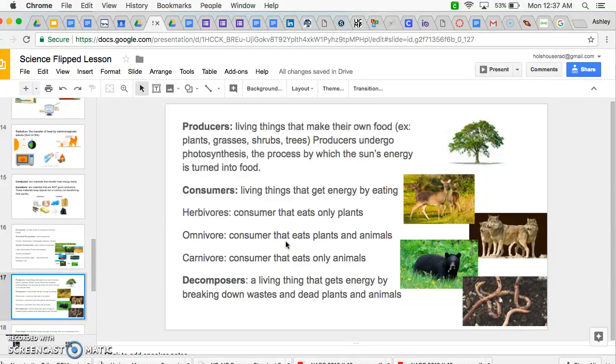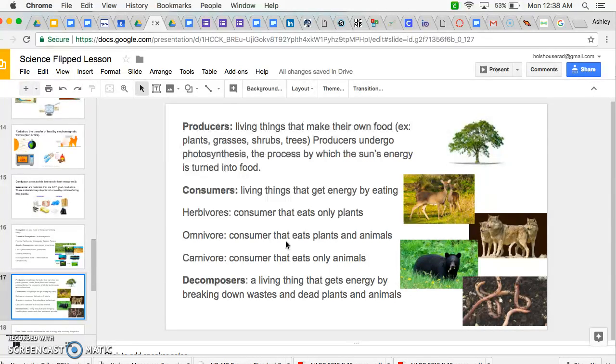So within each ecosystem, you have these roles. Producers are living things that make their own food. Examples are plants, grasses, shrubs, trees. Producers undergo photosynthesis, which is the process that plants use to take the sun's energy and turn it into food. They make their own food. One way I remember this is thinking of produce in the grocery store, like your fruits and vegetables. They are actual producers, and they produce their own food through this process.